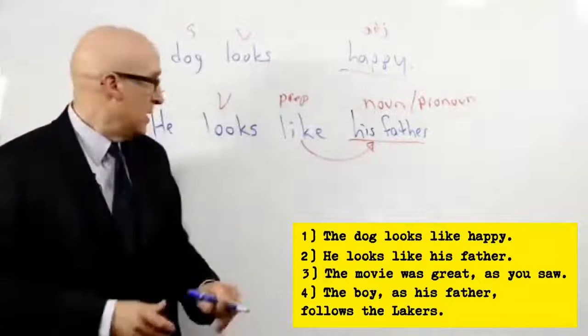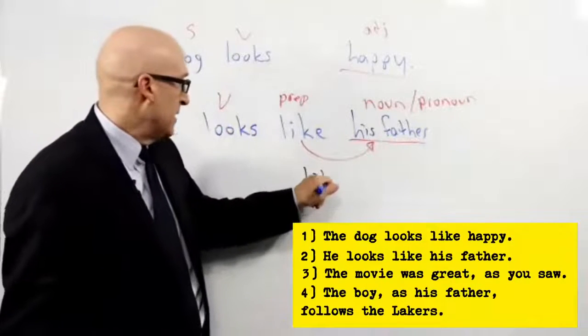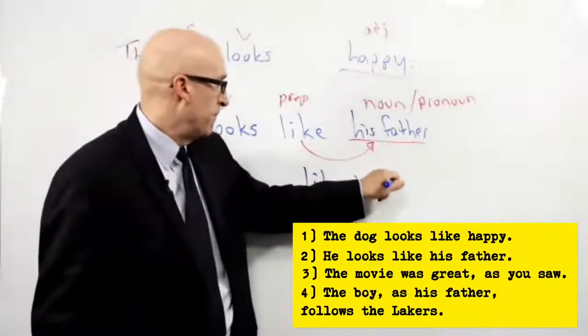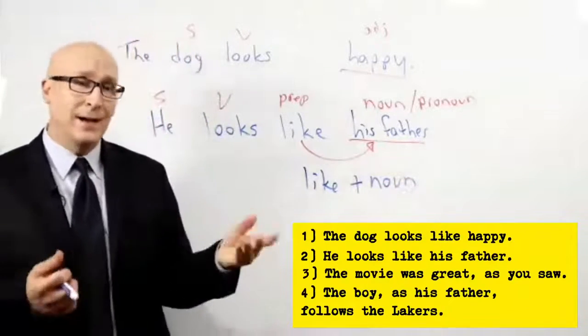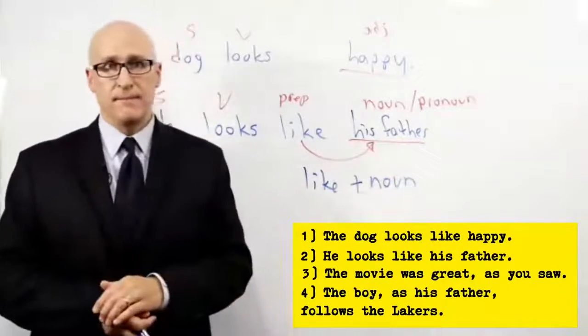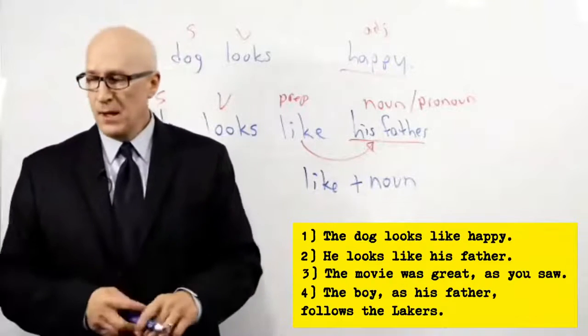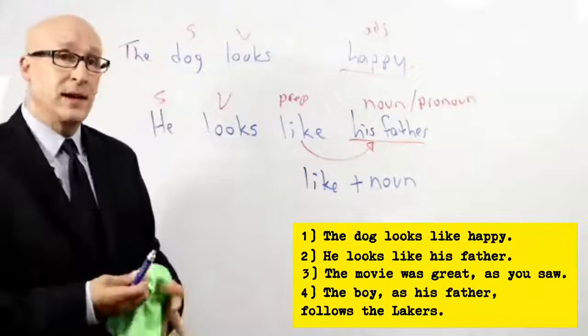That's what you want to use. Like plus noun. That is the structure or form for using like. Why? Because like is a preposition. Okay? Let's look at the next sentence, number 3.